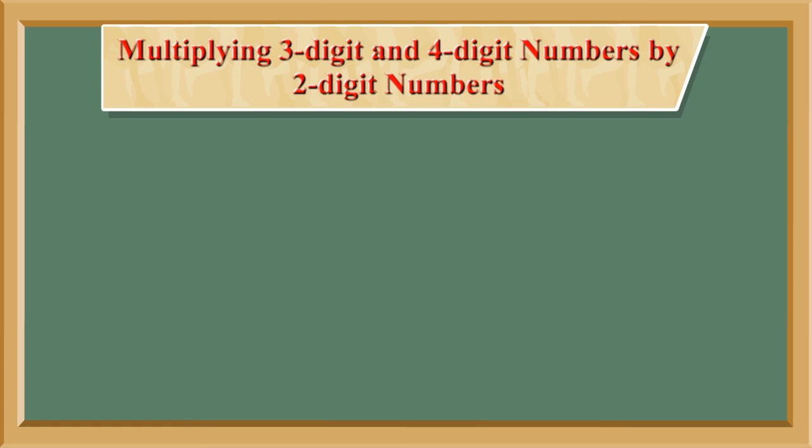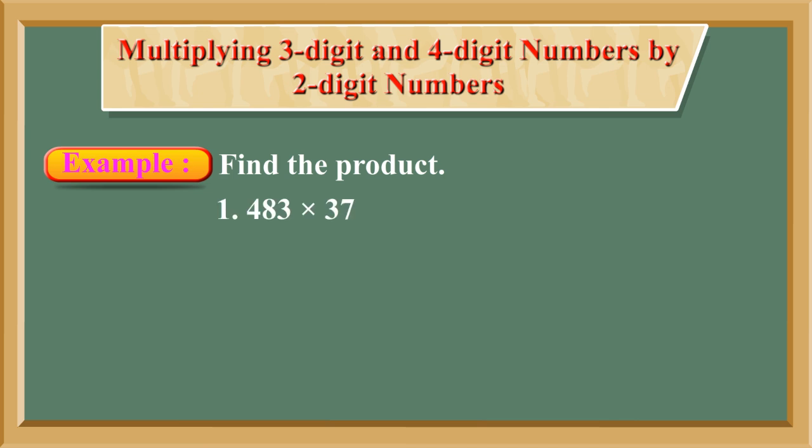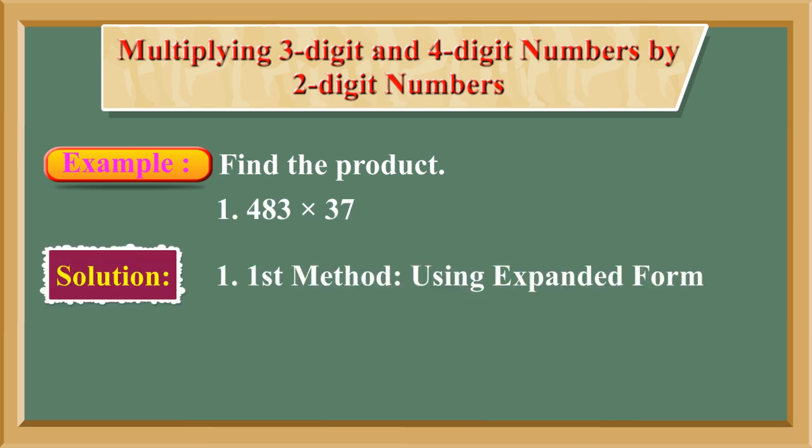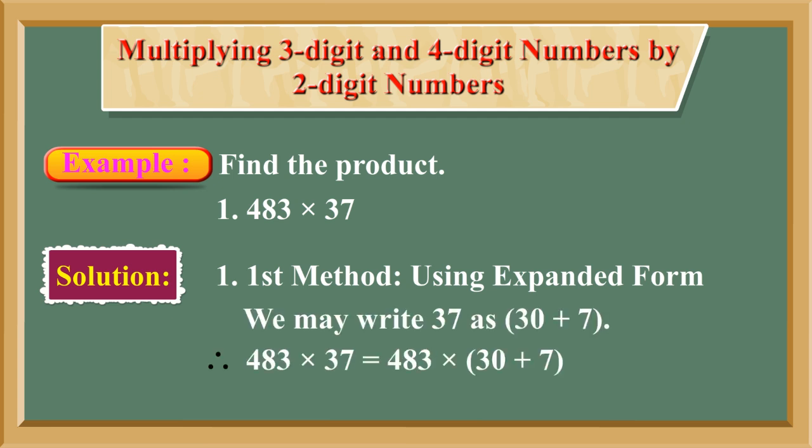Multiplying 3-digit and 4-digit numbers by 2-digit numbers. Example: find the product 483 multiplied by 37. Solution, first method, using expanded form. We may write 37 as 30 plus 7.